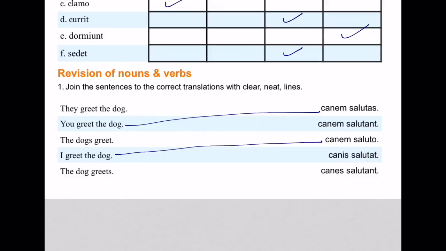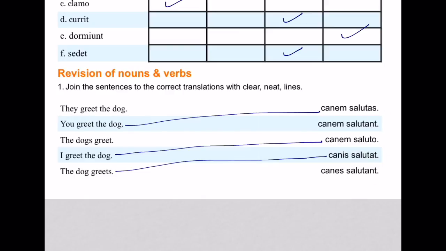Now here, there's no he or she, but the dog is a third person singular. The dog is a he, isn't it, or a she? And canis is the nominative, so the dog greets. That kind of fits as well. So let's do that. And that leaves two left, both of them -nt or 'they' forms.